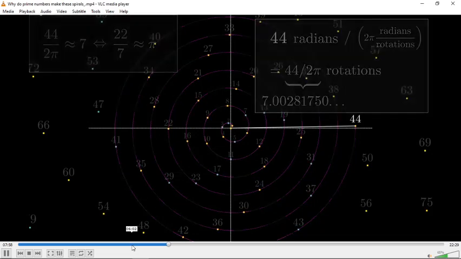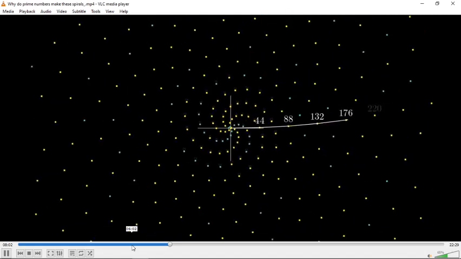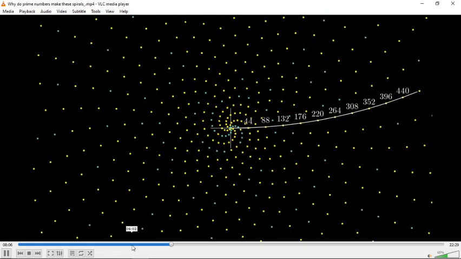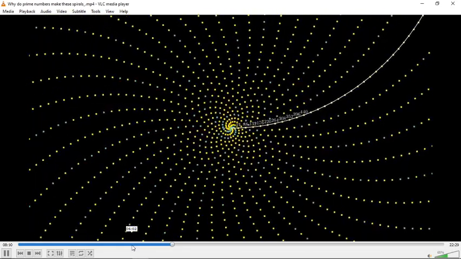What this means is when you count up by multiples of 44 in the diagram, each point has almost the same angle as the last one, just a little bit bigger. So as you continue on with more and more, we get this very gentle spiral as the angle increases.